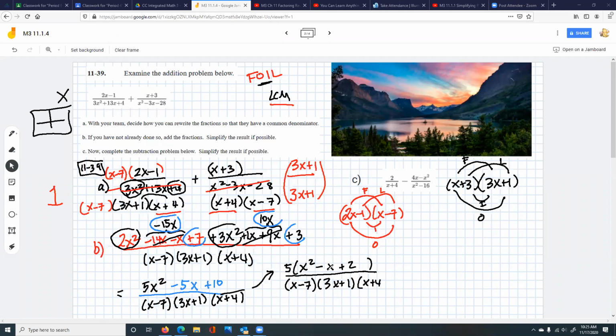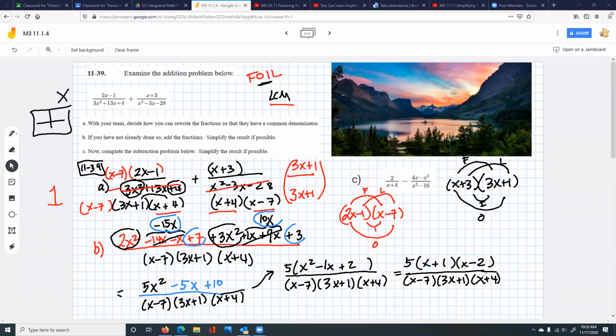Okay. And since I have a trinomial, I'm going to try and factor this. And this indeed can factor because this is a 2 and this is a 1. So it can definitely factor. So if I factor it, I'm going to get x times x for my x squared, for my factors of 2, 1, and 2. And I need a negative 1. So the 2's got to be negative. The 1's got to be positive. And the denominator stays the same. x minus 7 times 3x plus 1 times x plus 4.